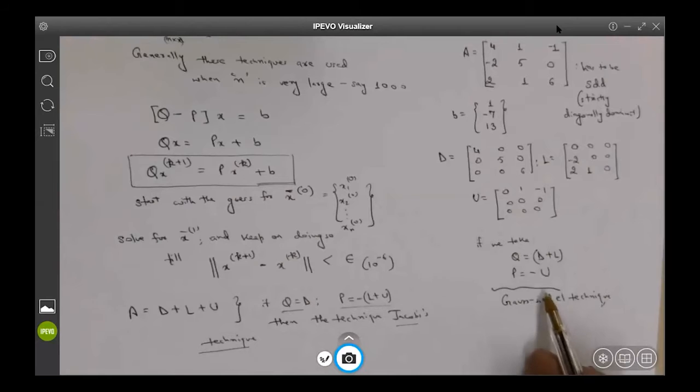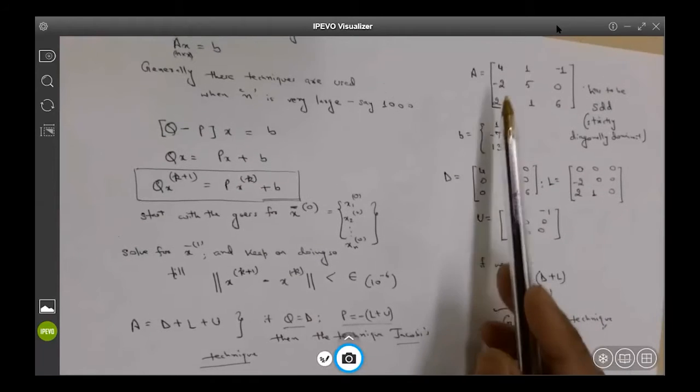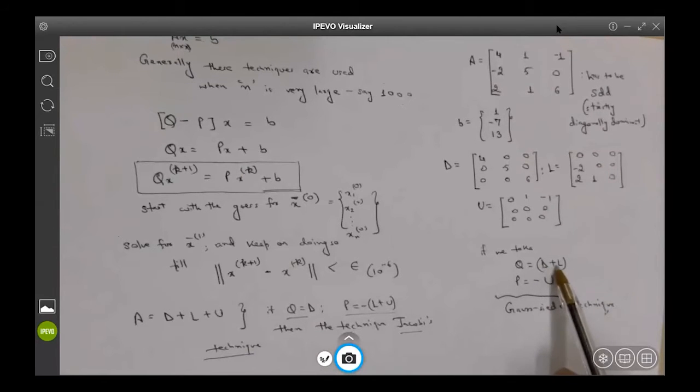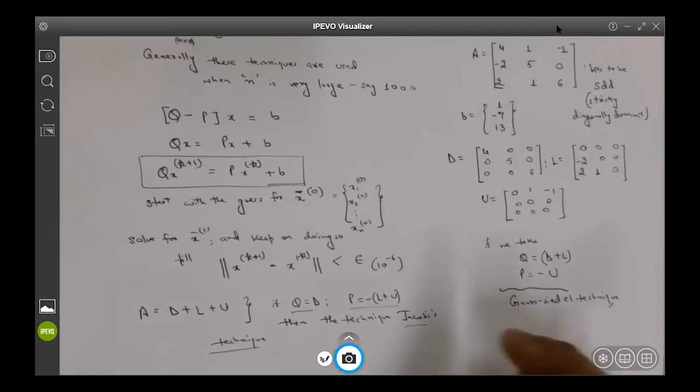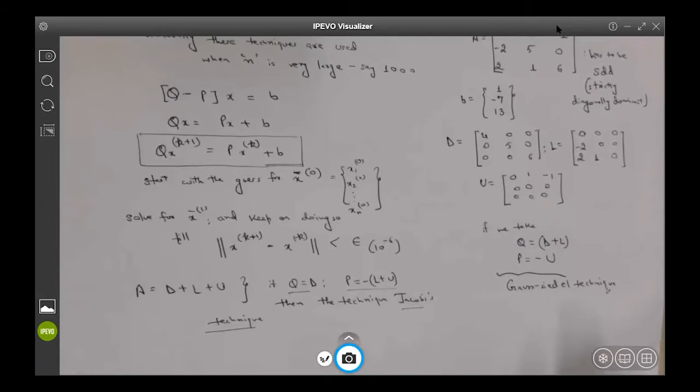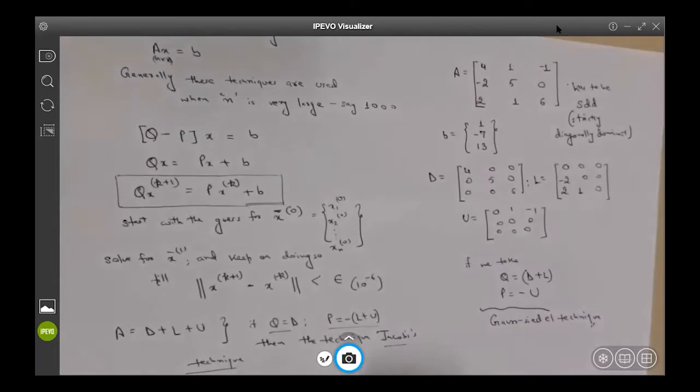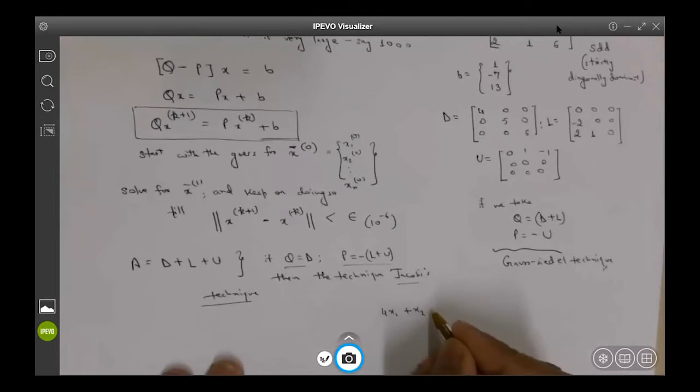So here I'm going to rewrite this matrix system in equation form, to show what advantage we get by putting Q as D plus L instead of just D. Hopefully it will be clearer. If I rewrite this matrix, it will be 4x1 plus x2 negative x3 equals 1. Then I have negative 2x1 plus 5x2 equals negative 7.